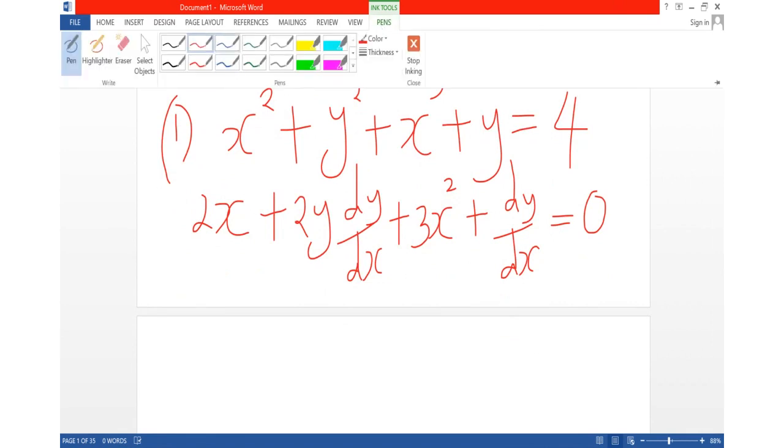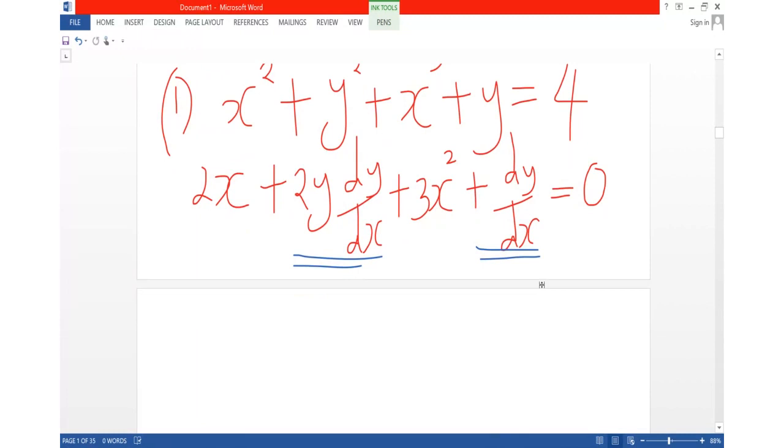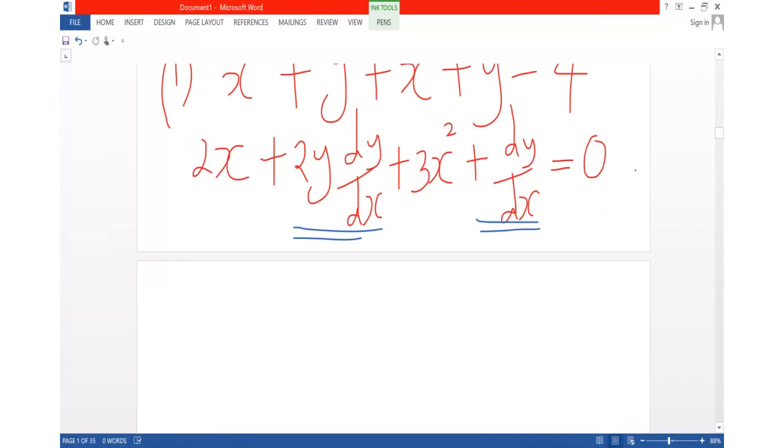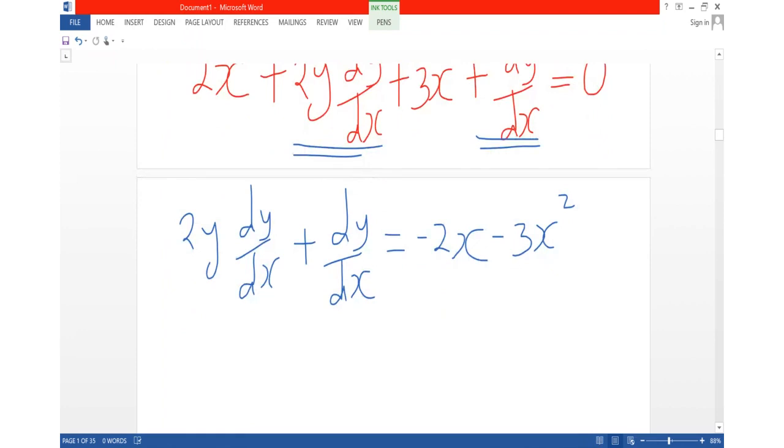Now, what I'll be able to do, these functions that have dy dx, they remain on the what? They remain on the left hand side. Sorry, whatever that does not have dy dx, I'll take it to the what? To the right hand side. So I remain here with 2y dy dx. There's another function that has dy dx, which is this one. Now, 2x when it crosses over shall become negative 2x. 3x squared shall become negative 3x squared. So that's the first thing you do. You remain on the left hand side with the only functions of dy dx.